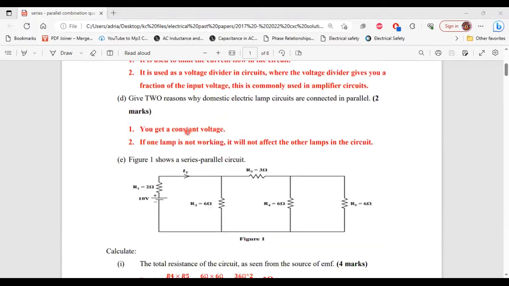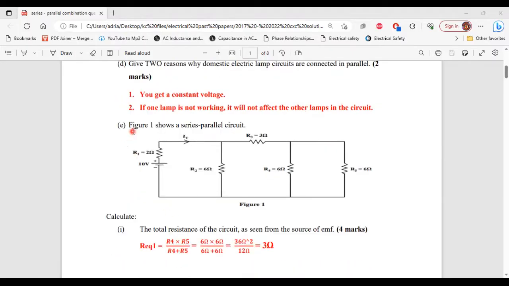For part D, it says, give two reasons why domestic electric lamp circuits are connected in parallel. The two reasons are, 1, you get a constant voltage. 2, if one lamp is not working, it will not affect the other lamps in the circuit. All right, so that's it for part D.